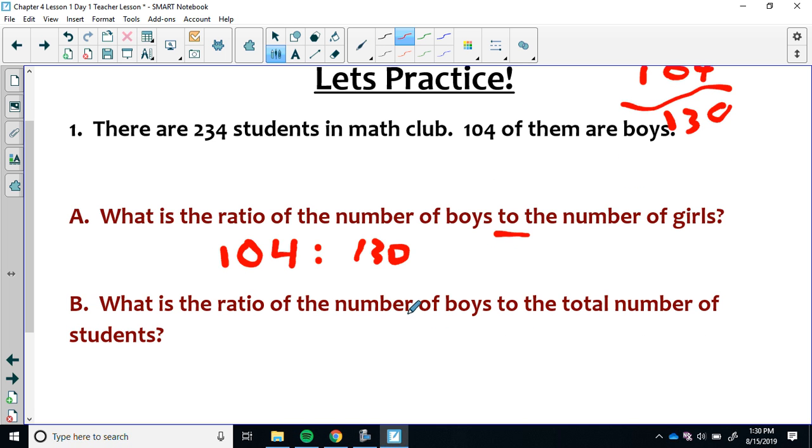And then question B, what is the ratio of number of boys to total number of students? So boys is 104. Total number of students is 234. So the ratio would be 104 to 234. You just got to figure out where the "to" is, and I didn't even do it on this problem, and I should have. Find the "to," and then look at what they're asking you to compare: boys to total number of students.